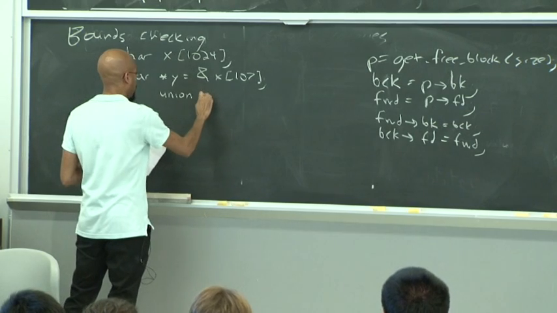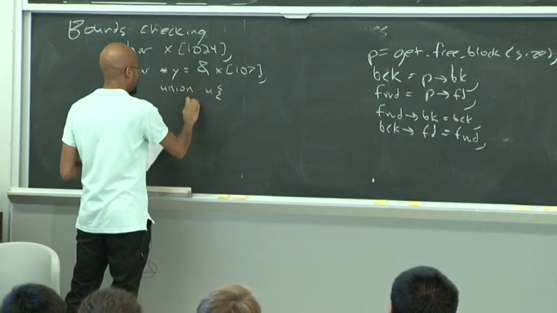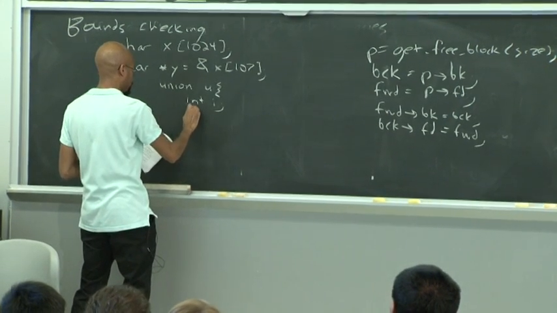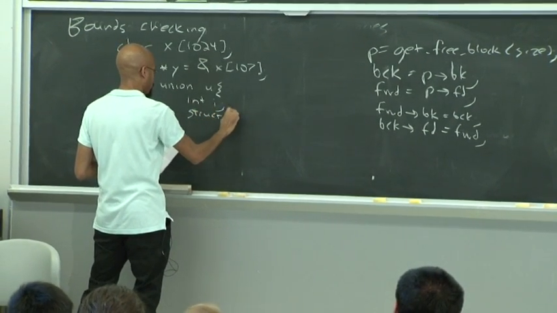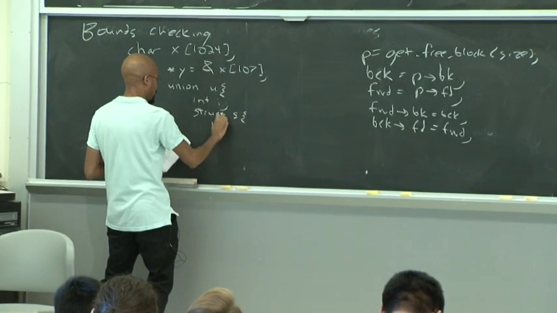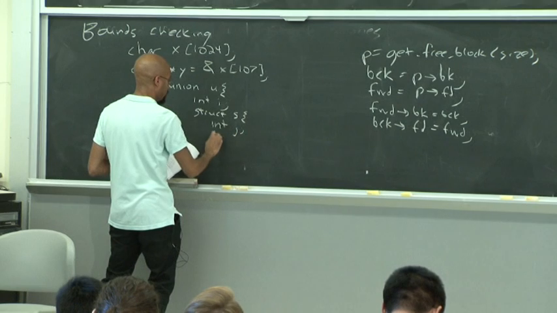So imagine you had a union that looked like this. It's got some integer value in there, and then you've got some struct, and then it has two integers inside of it.